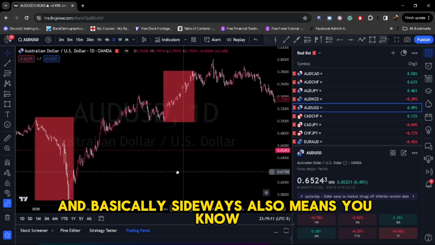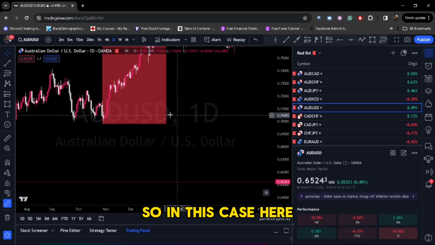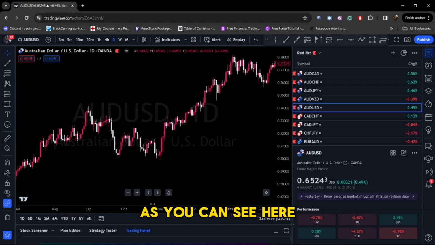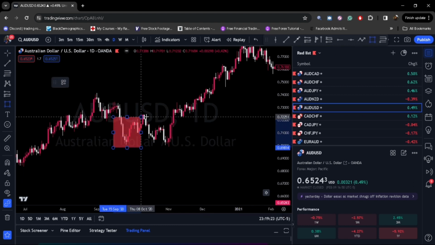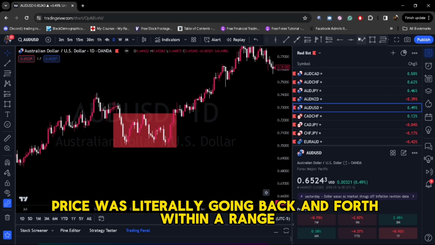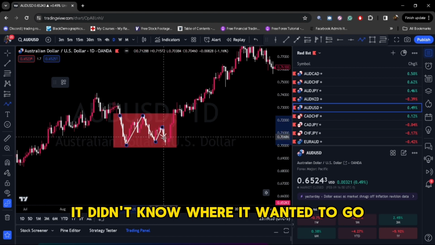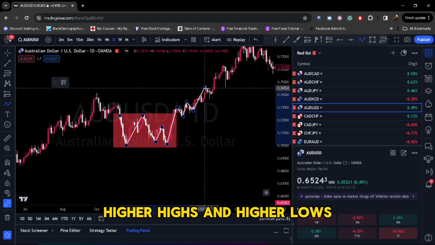Now when it comes to the third way the price moves, sideways. And basically sideways just means price literally has no sense of direction. So in this case here, let me show you what sideways means. As you can see here, this small box right here, price was literally going back and forth within a range. As you can see within this box, it didn't know where it wanted to go until it then broke out and then started to create higher highs and higher lows.